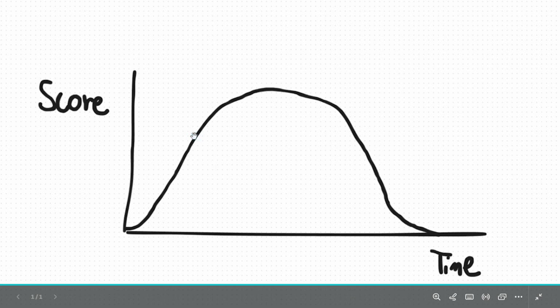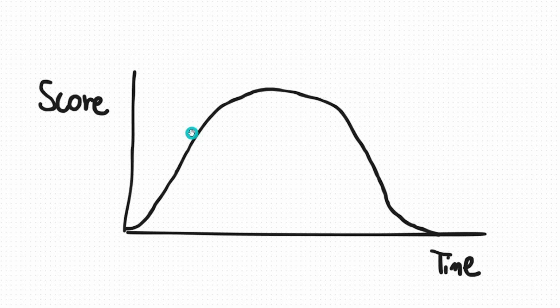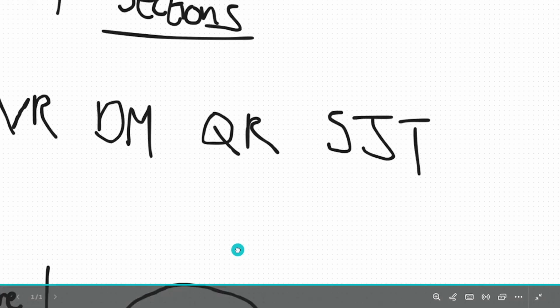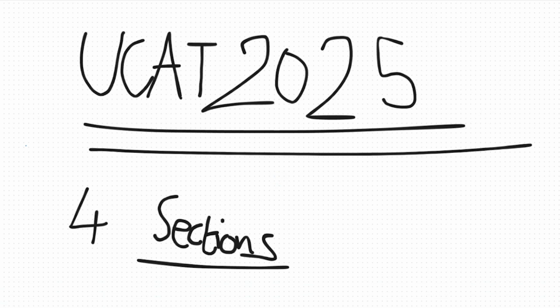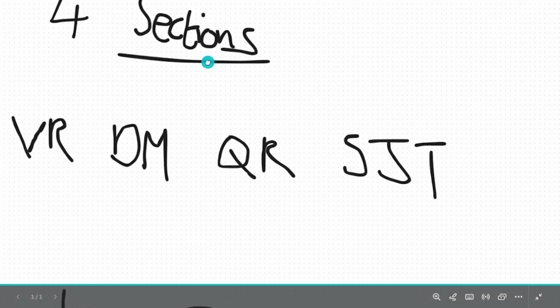Now, as you know, the test is taken on a computer. You will have 2 hours in total for the UCAT. And each band is around 300 to 900. It's a general score based on how well you did compared to other people. And SJT is done in bands 1 to 4.